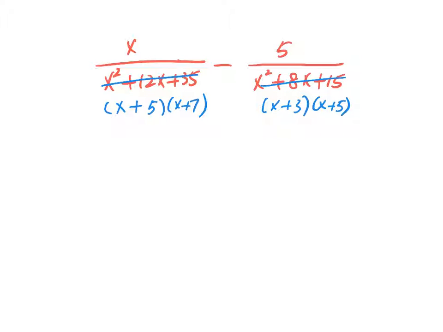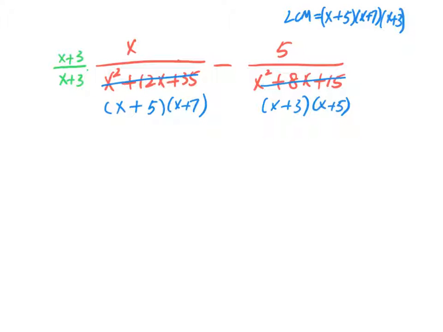The LCM. So we have x plus 5, that's one factor. We have x plus 7, another factor, and then we have x plus 3. So there are three factors. Well, to get the common denominator, for the first one, we multiply x plus 3 over x plus 3 because we have x plus 5, x plus 7, but you see we don't have x plus 3, right? That's missing, so that's what we need to do here.